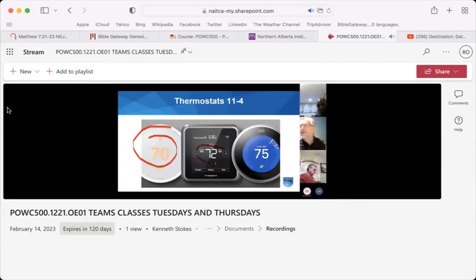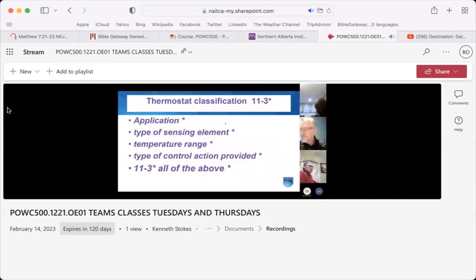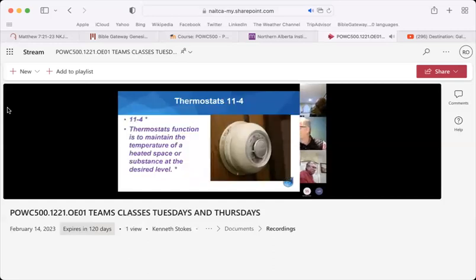We're going to sense the temperature in the room, and we're going to hook it up to some other kind of controller, and we're going to turn things on, turn them off, increase or decrease the output to supply the heating that we need. Different kinds of thermostats, they can be classified by application, type of sensing element, temperature range, type of action provided, and if you see this list in the future, I would pick all of the above.